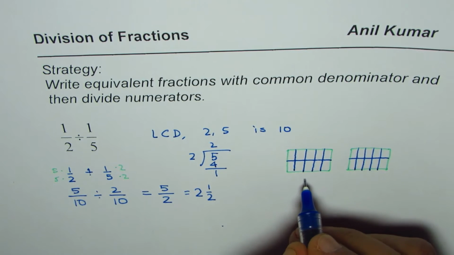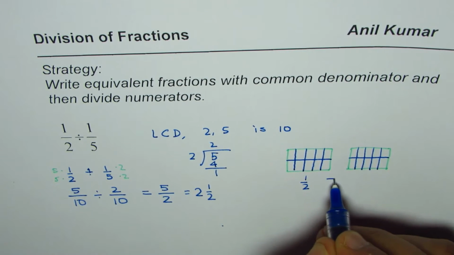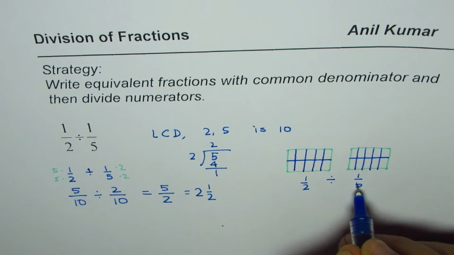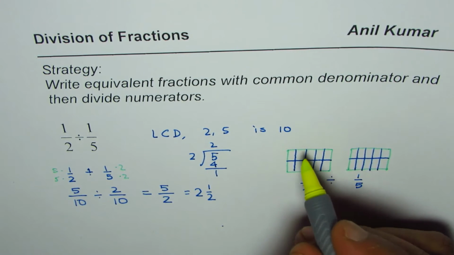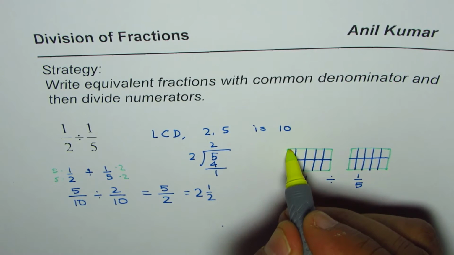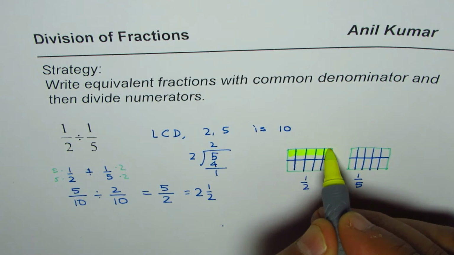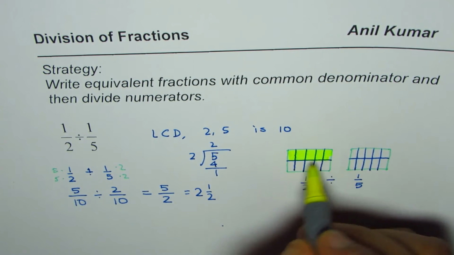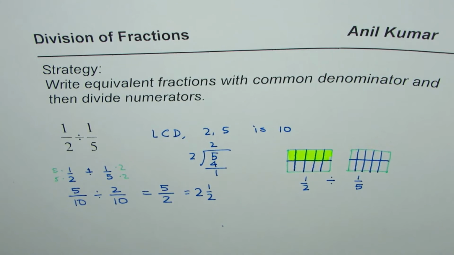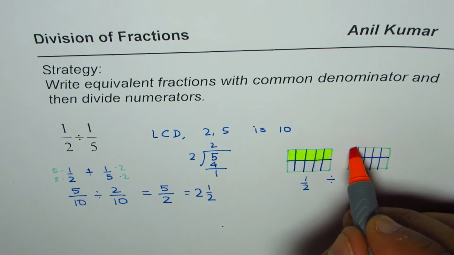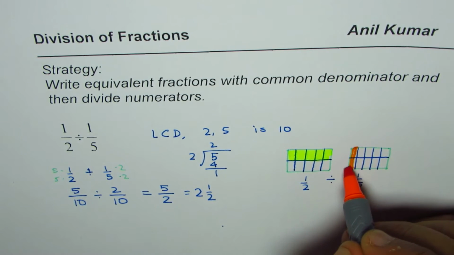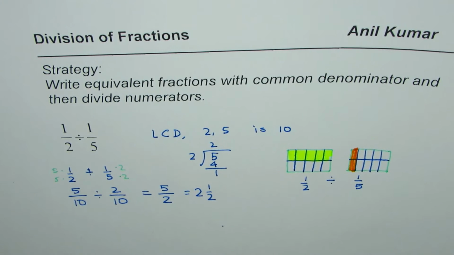So we're trying to find the answer for 1/2 divided by 1/5, correct? So let us shade half of this. Half of this could be like this, right? So that is half of it. So 1/2 has been shaded. And let's shade 1/5. These are 5 columns. Let me shade one of them. So that is the first column I'm shading, 1/5.